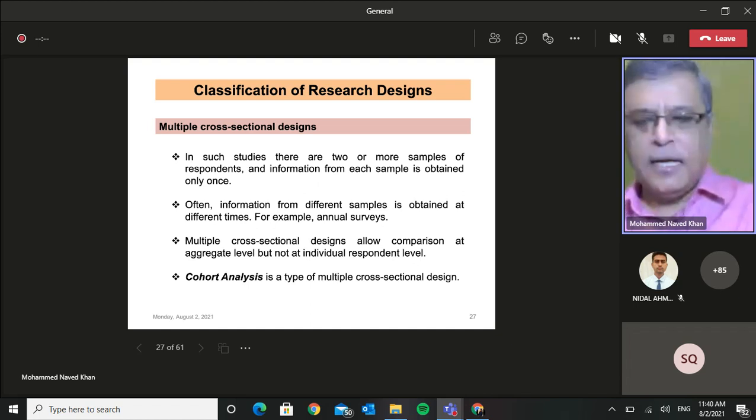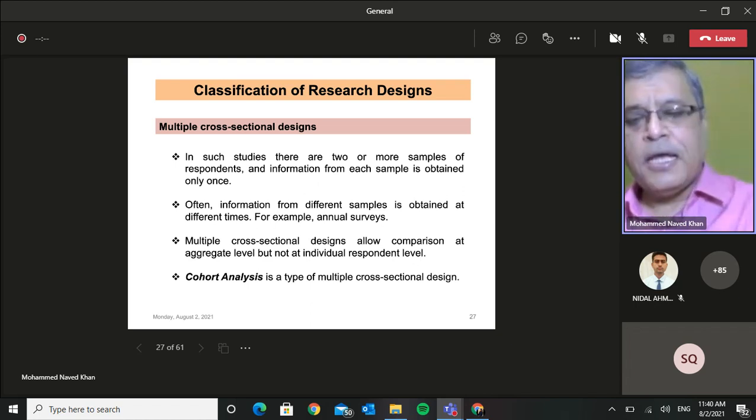So let me repeat that in case of multiple cross-sectional designs, we go for two or more samples of respondents, and information is obtained from the sample only once. Another thing is that often the information from different samples is obtained at different points in time. But remember, maybe tomorrow again I'll be drawing a sample and I will again generate the data, but I will draw the sample fresh.